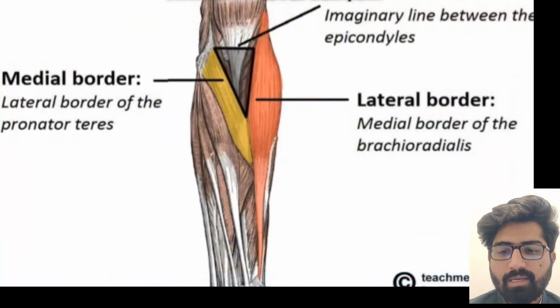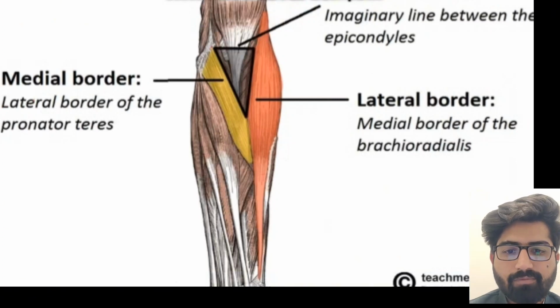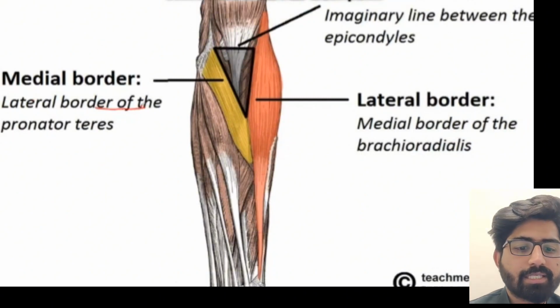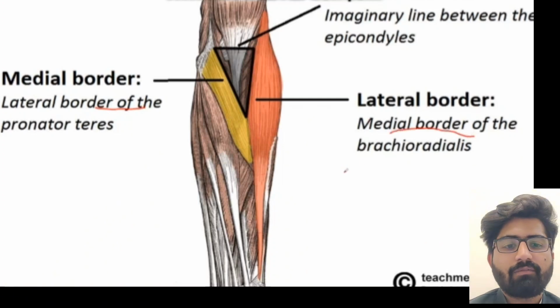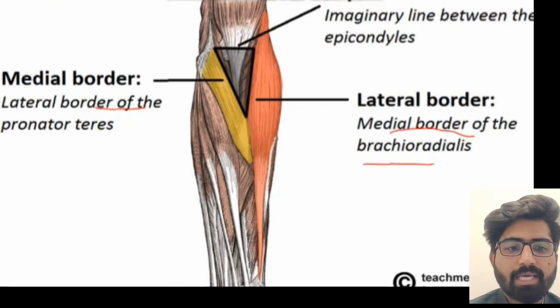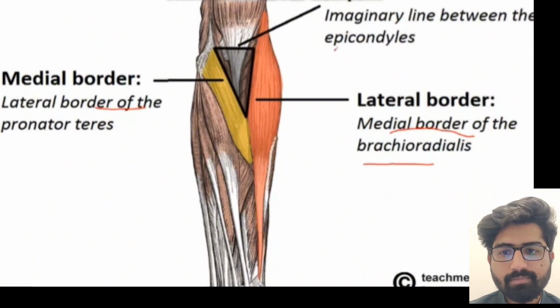The cubital fossa is a triangular-shaped structure, and the different boundaries are the borders of the triangle. The medial border is formed by the lateral border of the pronator teres, and the lateral border is formed by the medial border of the brachioradialis muscle, while the superior border is formed by the imaginary line between the epicondyles of the humerus.